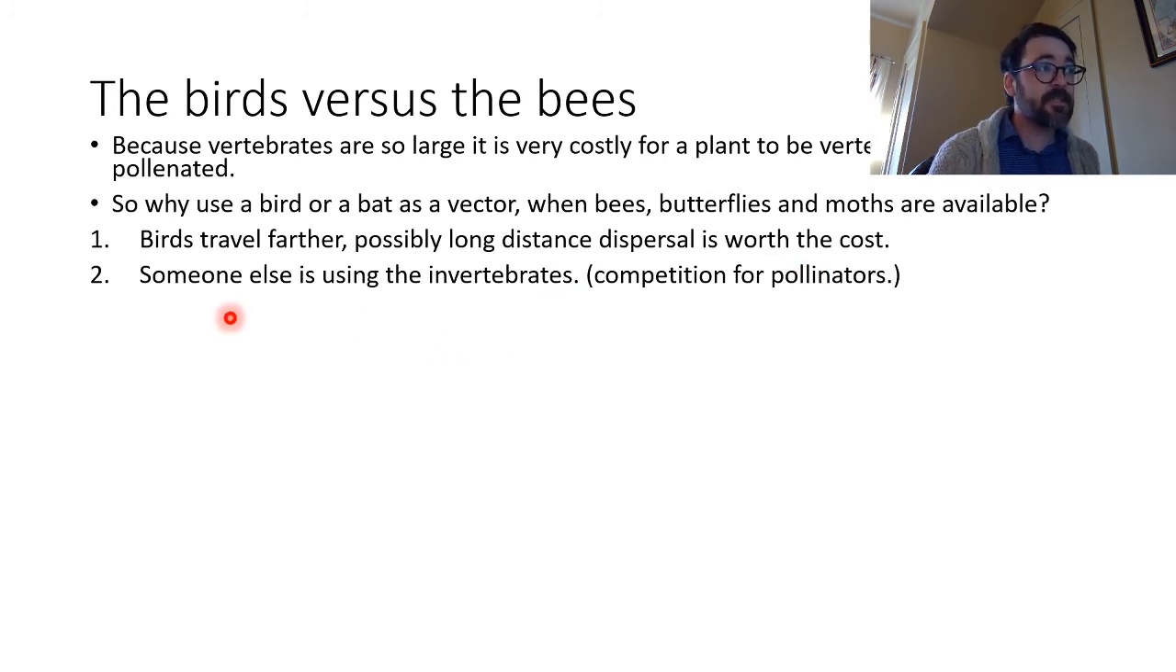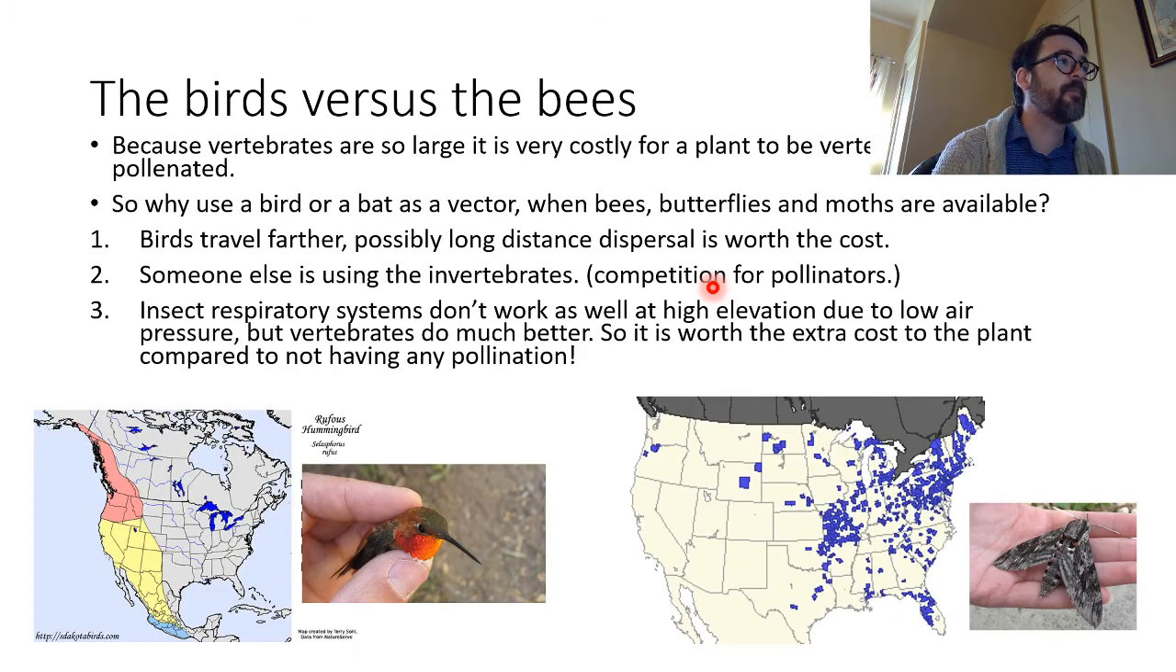It's possible that some other species is using the invertebrates. There's competition for pollinators. And so you could imagine that if some number of species are basically using up all of the invertebrate pollinators, there may be an open niche for a bird-pollinated flower.